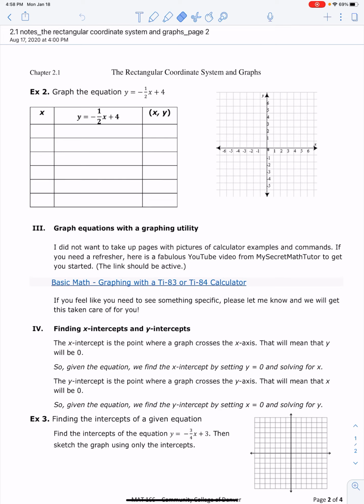And these are the 2.1 notes, page 2. Now, at the top here, we want to graph this equation. This one happens to be a linear equation. We're going to do the same thing if we are graphing something that's not linear. If we are unclear as to what the graph should look like, we can always just plug in x values, find the y that goes with it, and go from there.